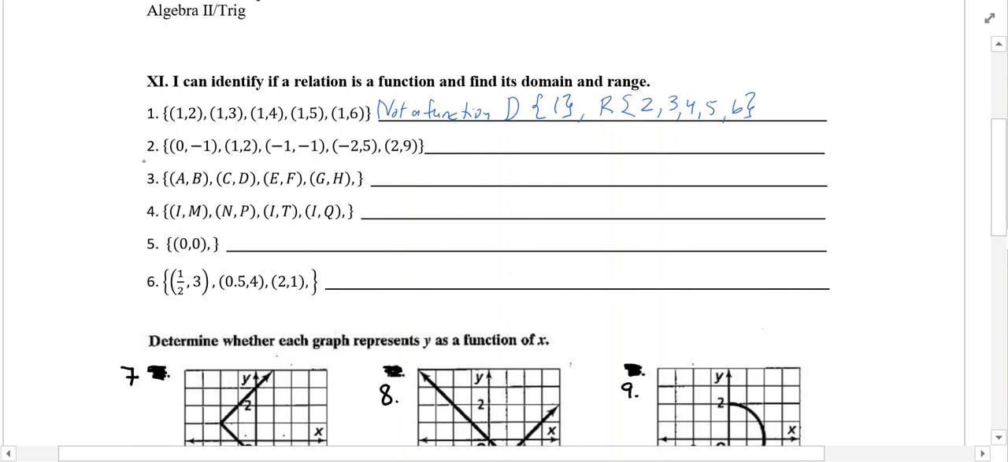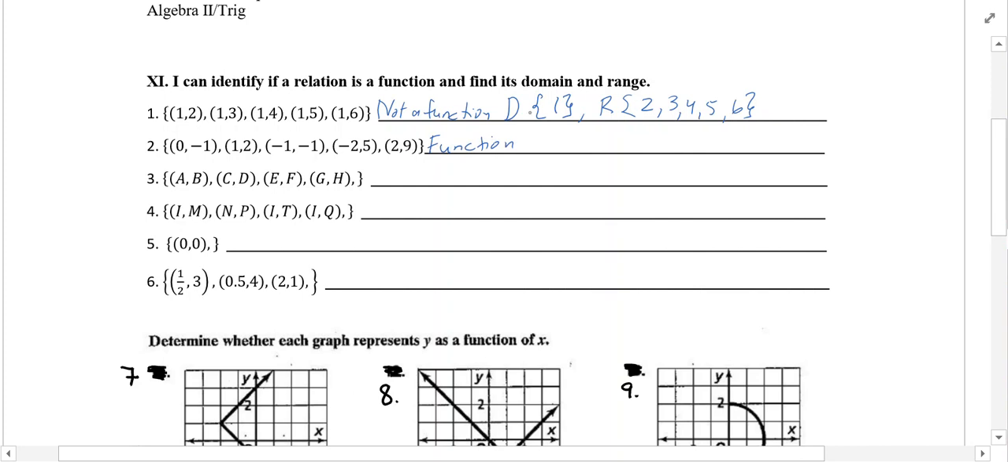Okay, so now let's take a look at number 2. So again, for every x value, we can only get out the one y value. So when they plug in 0, they get out a -1. When you plug in 1, you get out a 2. -1, a -1. -2, 5, and 2, 9. So it works. So it is a function.